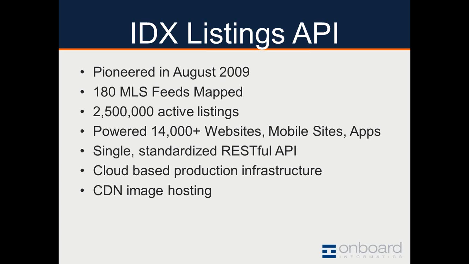We currently have 180 MLS feeds mapped in our system, and that comprises 2.5 million active listings. We have powered over 14,000 websites, mobile sites, and mobile apps. The API is a single standardized RESTful API, so it's a single endpoint that you would develop against. It is all hosted up in a cloud-based production infrastructure, so it's certainly scalable. And all of the media and the images are hosted in a CDN, so they're pre-cached into memory.